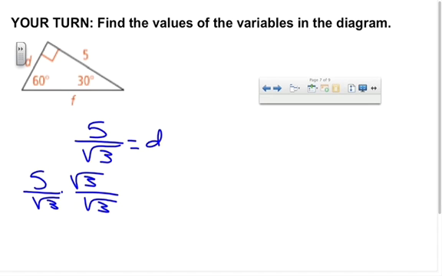by getting that radical out of the denominator. Straight across the top, once again, I have 5 radical 3. Straight across the bottom, it's just 3. And I can't do a darn thing with it. That's D.